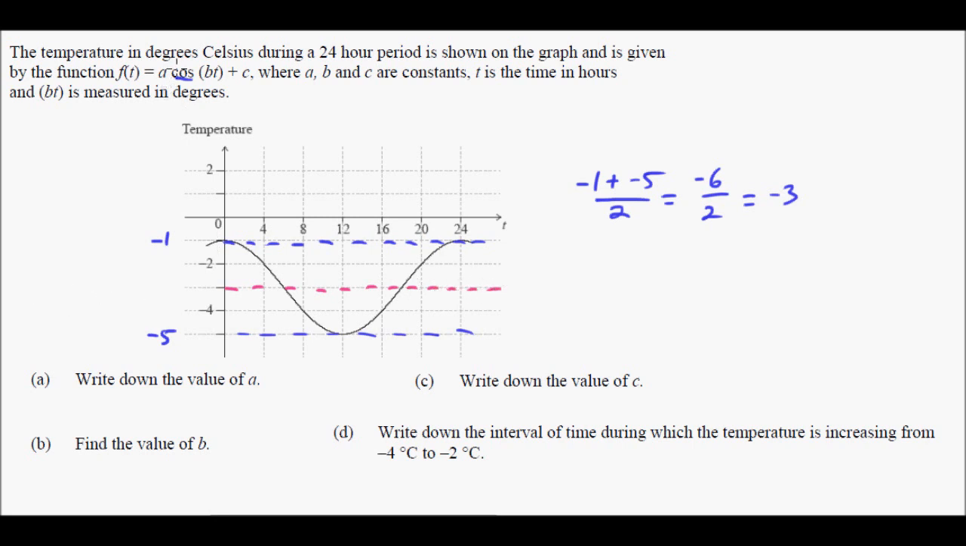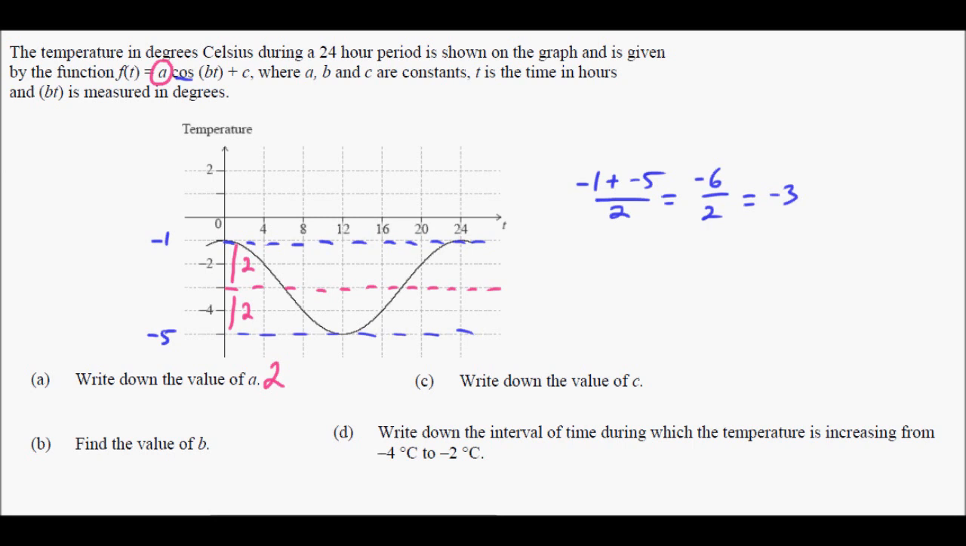So the first thing they ask us is, they want A here. Well, no problem. That's the amplitude. How much does it go up or down from the principal axis? Well, 1, 2, 1, 2. So that number is 2 right there. Because this is going up 2 right here, and this is going down 2 right here.